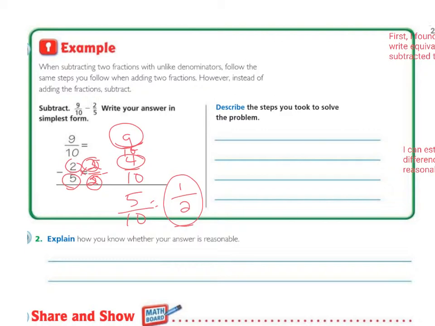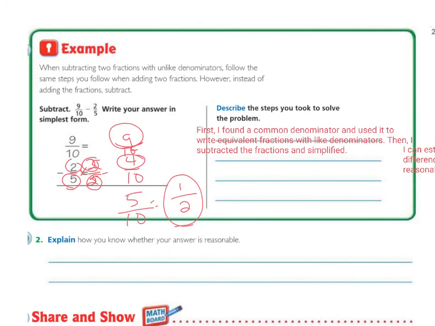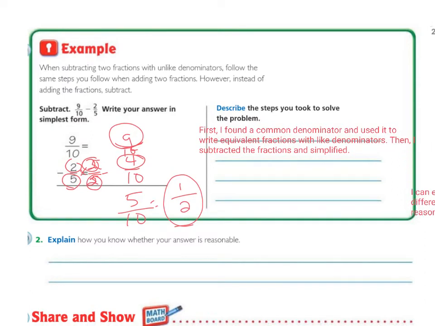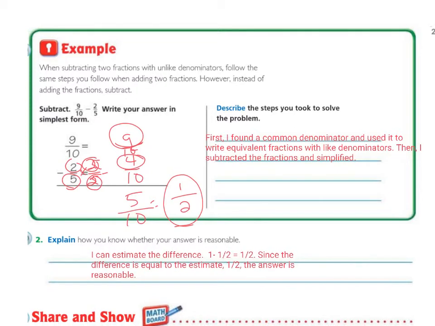So let's describe the problem first. It says describe the steps that I took to solve the problem. Well, what I did was first I found a common denominator, and then I wrote an equivalent fraction with the like numbers, and then I subtracted them and simplified, right? Pretty easy to do. Next, it asks to explain how you know whether your answer is reasonable. Well, I know my answer is reasonable because you can estimate the difference. 9 tenths is about 1, and 2/5 is about 1/2, so the estimate is 1/2, and since the difference is equal to the estimate of 1/2, then the answer is reasonable.